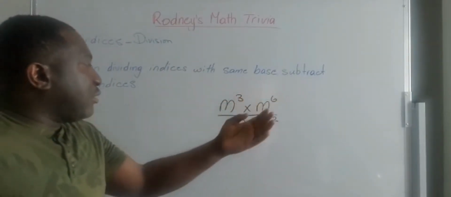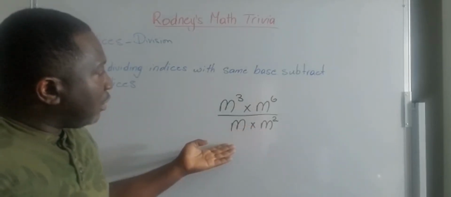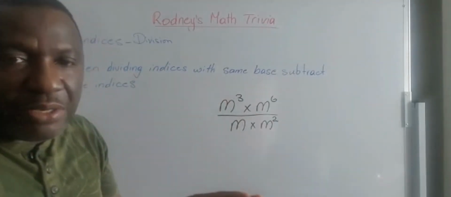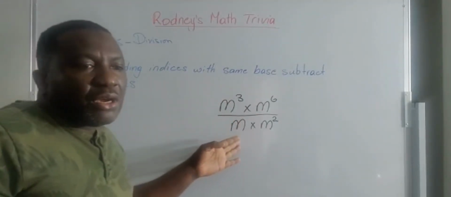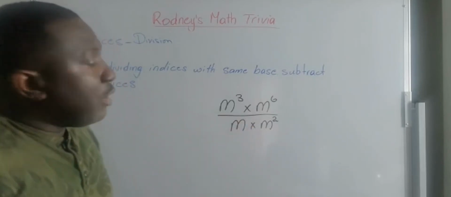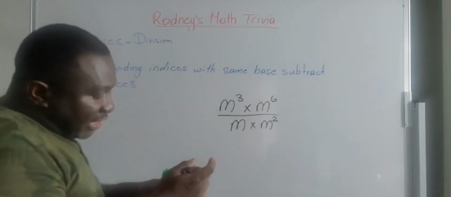Our numerator and our denominator. Now we are performing both operations. We are doing multiplication and we are also performing division. Remember, the rule in multiplication is that we are to add the indices.